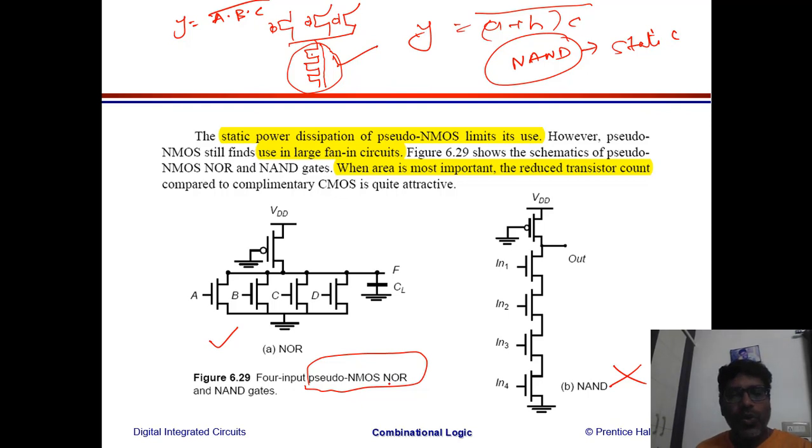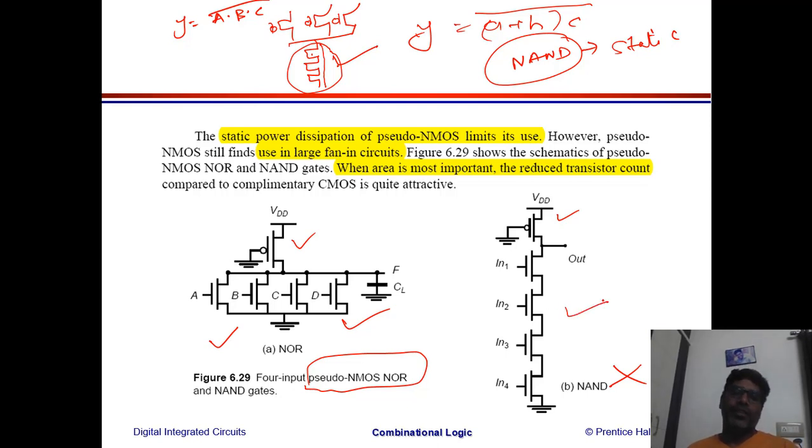Coming to pseudo NMOS type, look at the pull-up network. It is just a single PMOS which is kept in node. So you need not bother about the pull-up network. When you come to pull-down network, it has only NMOS. Now the question is, having an NMOS in parallel or having an NMOS in series? That's where the question arises. If it is NOR implementation, you will be having NMOS in parallel. If it is NAND implementation, you will be having NMOS in series.